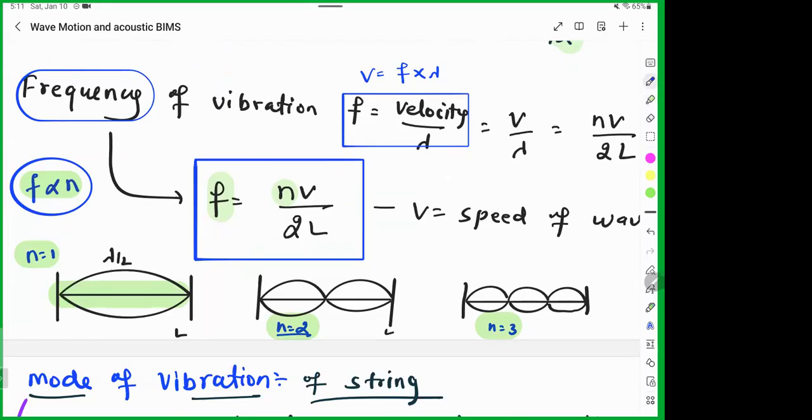So imagine this length is lambda by 2. Can we say here you have 2 lambda by 2, and 2 lambda by 2. Here we have 3 lambda by 2, lambda by 2, lambda by 2, lambda by 2. If anybody asks what is the total length in this case, 3 lambda by 2. What is the length in this case? 2 lambda by 2. What is the length in this case? Lambda by 2. Makes sense, guys?